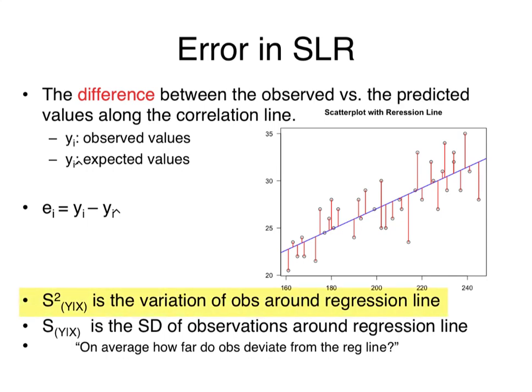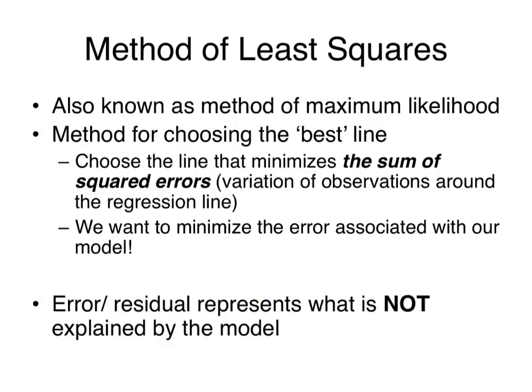The variance of y given x is just the variation of observations around the regression line. It is the sum of the squared difference between each observed y value and the predicted y value. The standard deviation of y given x is the standard deviation of observations around the regression line. It answers the question, on average, how far do observations deviate from the regression line?